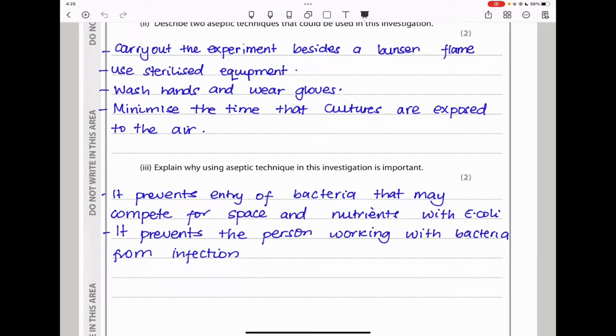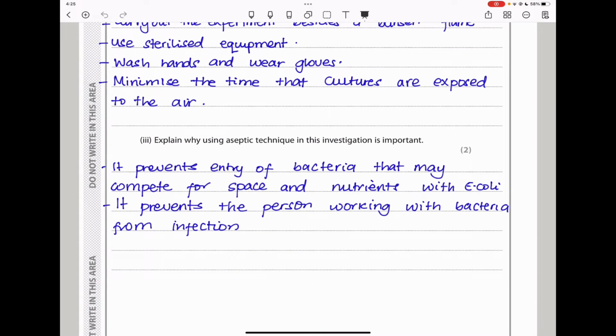The importance of using aseptic techniques, here we can see it will prevent entry of bacteria that may compete for space and nutrients with the E. coli. Remember, we are studying how effective the antimicrobial agent is against the growth of E. coli. So if other microorganisms are also present, they will compete for space. The E. coli may not grow properly because other microorganisms are growing, and we might think that the E. coli did not grow because the antimicrobial substance is being effective, when that's not the reason.